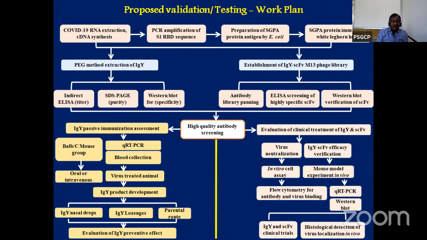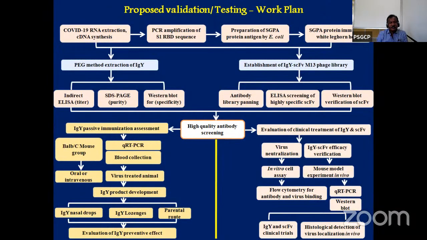On one side, a polyclonal antibody will be produced. On the other side, a monoclonal antibody will be produced. Once you are able to produce this monoclonal antibody, what are all the characterizations we are going to do? SDS-PAGE, Western blot analysis, flow cytometry. Then the scFv fragments go to clinical trials. That consortium will be using it for the preparation of lozenges, mouthwash or nasal spray.